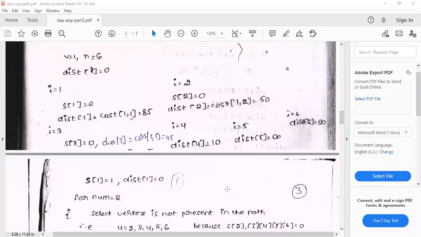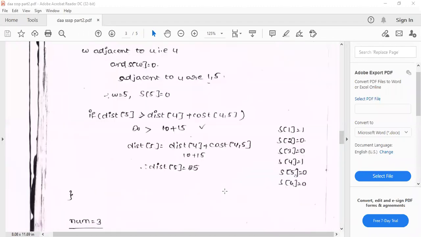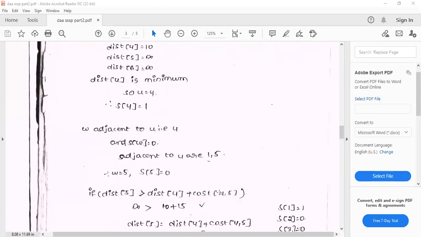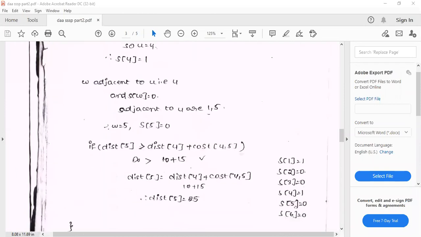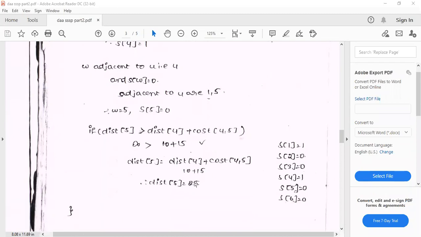Here you are updating the distances. First you select the shortest, nearest vertex, the fourth, and update the adjacent vertex distances. The first vertex is already listed, so only one vertex remains, the fifth vertex. Update the fifth vertex distance: distance 5 equals 25.